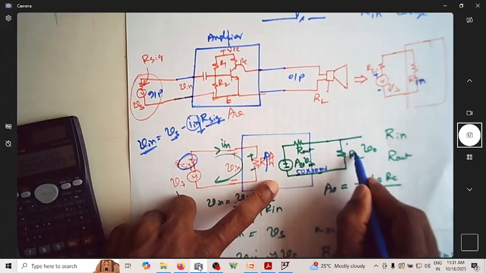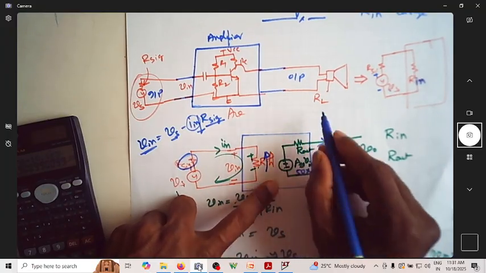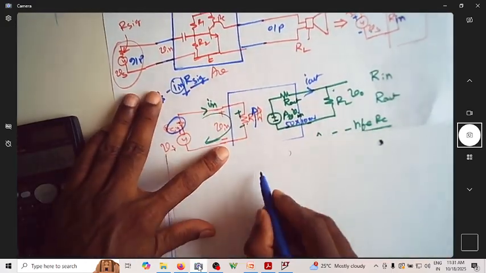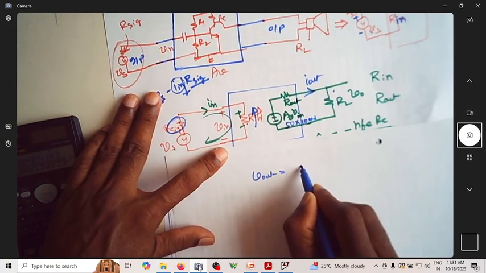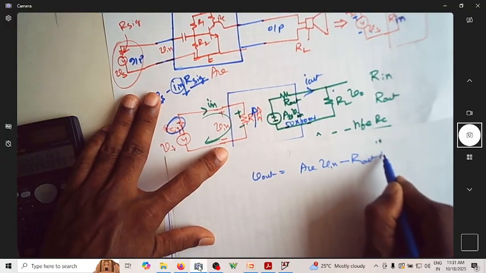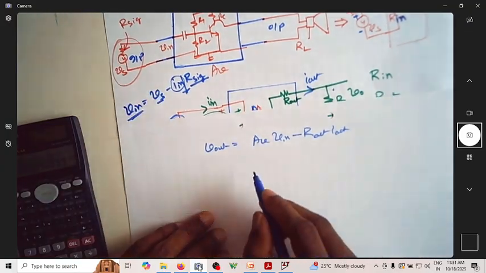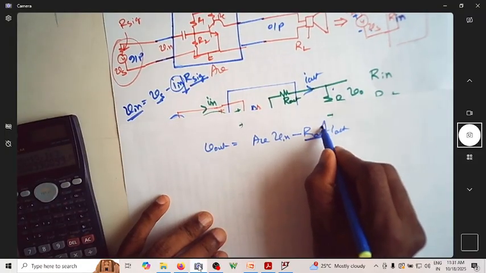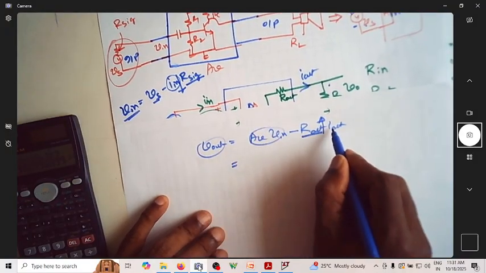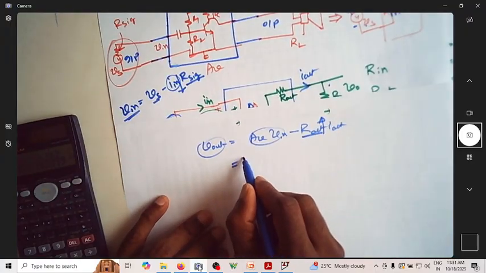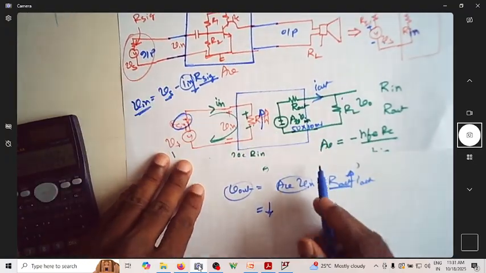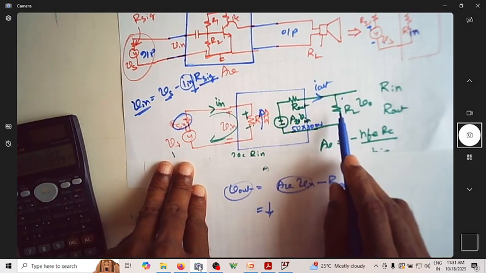Because you can see when you are connecting RL, some current flows through this. Let us say this is Iout. Can we write an expression for the output voltage here? So can I write Vout is equal to Av times Vin minus Rout into Iout. So if this value of Rout is more and more, can you see the output voltage is this minus this. So when this is more, will you have the output voltage less and less, because more and more drop is happening here.